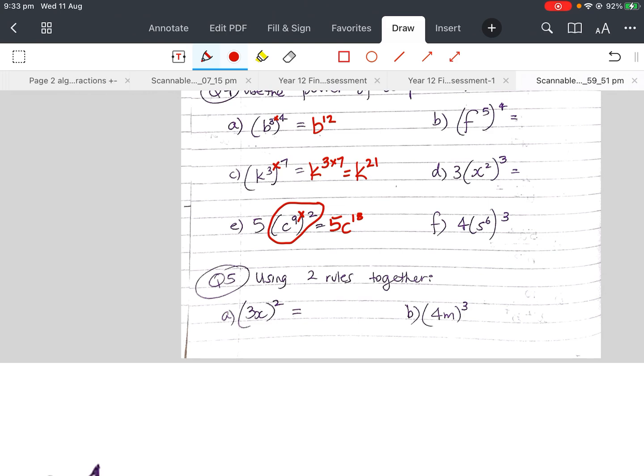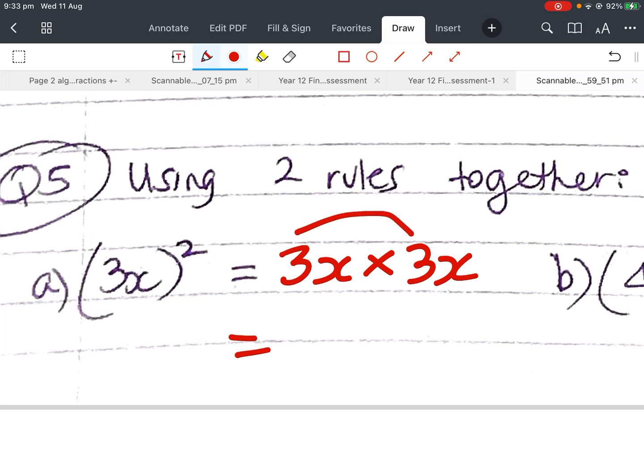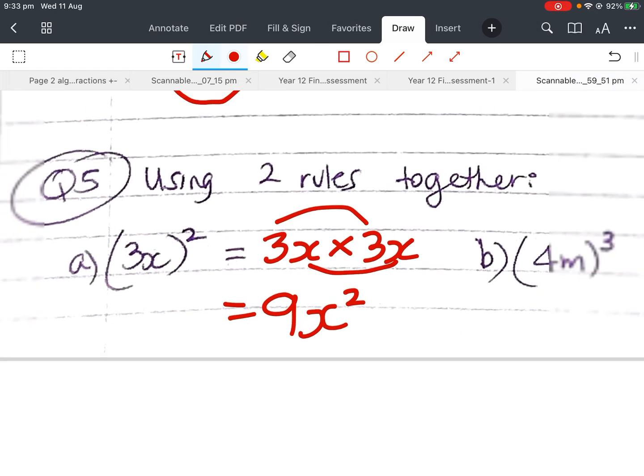I'm going to go on to 5. So now we've got some numbers on the inside of the brackets. So you need to know that this actually means 3x times 3x. Okay? So when you have two numbers, you actually have to multiply them out like normal. What's 3 3's? Hopefully you said 9. And then x times x, how do we write that? We write x squared. Alright?